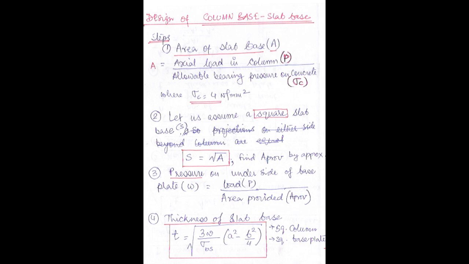The last step is the thickness of the slab base, which can be found out by this formula. Small t is equal to under root of 3w by sigma bs, within bracket a square minus b square by 4. But remember, this formula is valid only for square column and the square base plate.